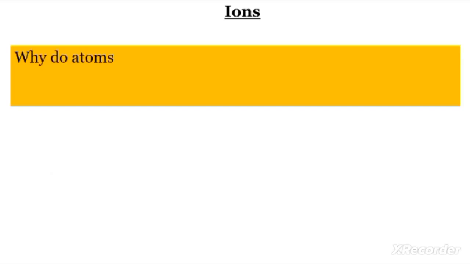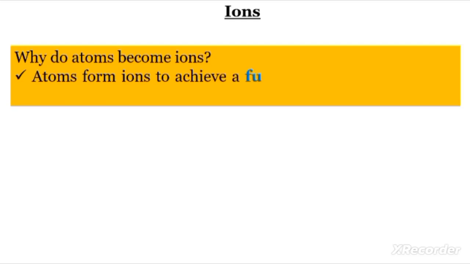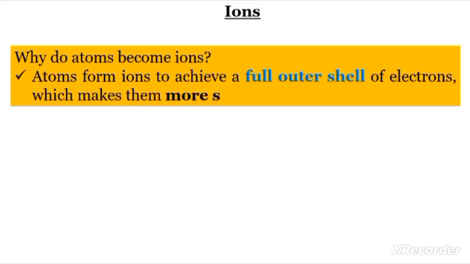The question we are going to ask ourselves is, why do atoms become ions? Atoms form ions to achieve a full outer shell of electrons, which makes them more stable. So the reason why atoms become ions is to gain stability. The whole essence of forming ions is to attain stability.